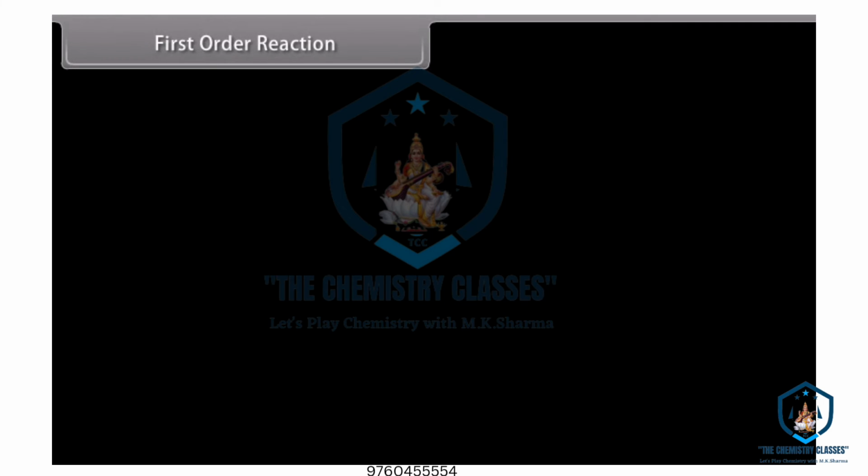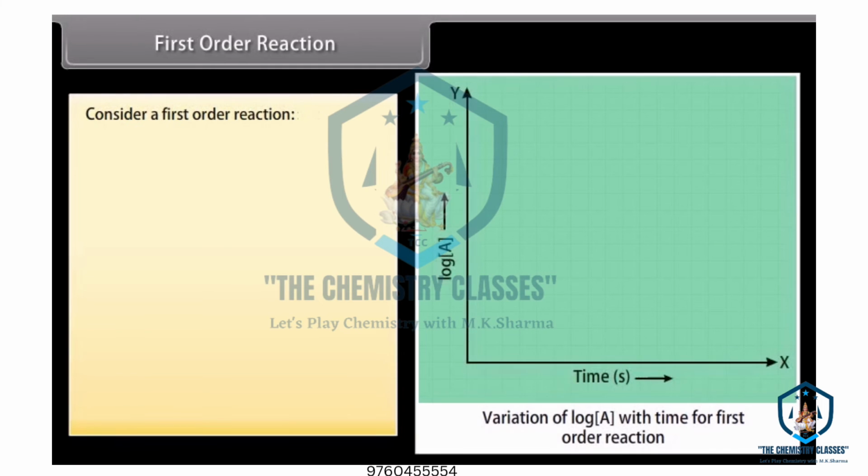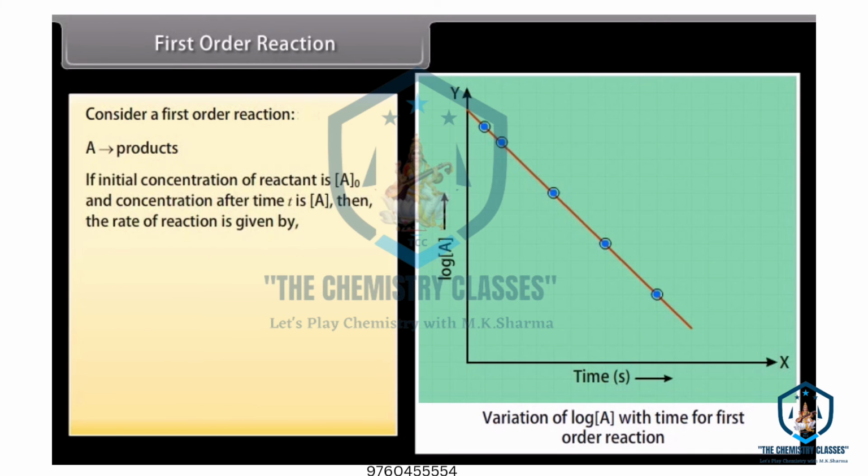First-order reaction. Let us consider a first-order reaction in which A is changing into products. If the initial concentration of reactant is [A]0, and the concentration after time t is [A], then the rate of the reaction is given by minus d[A] by dt is equal to the product of k and [A]. It can be written as minus d[A] upon [A] is equal to k dt.